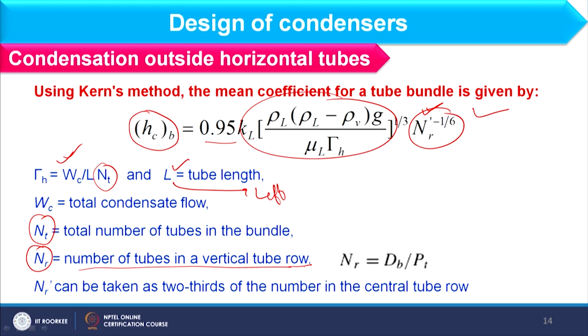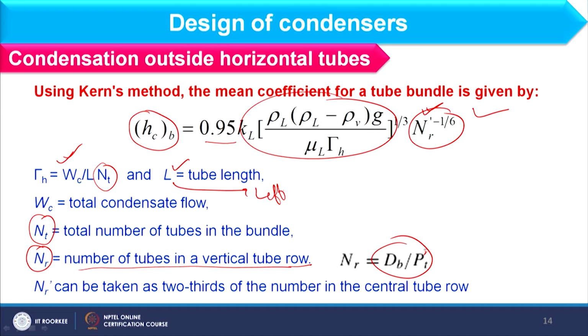So, what is this N_r? I am considering the central line of the bundle, where I have the maximum number of tube rows. At that position I am considering N_r. N_r is basically d_B by P_T', where P_T' depends on the type of arrangement, which we have already discussed in previous lectures. So, here I have N_r.